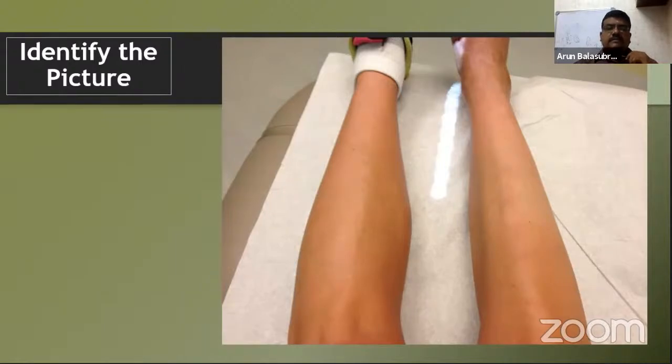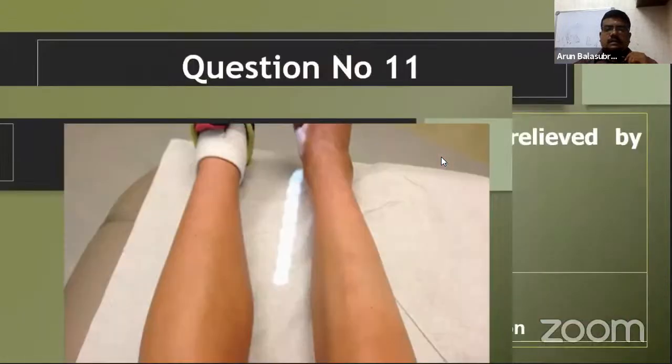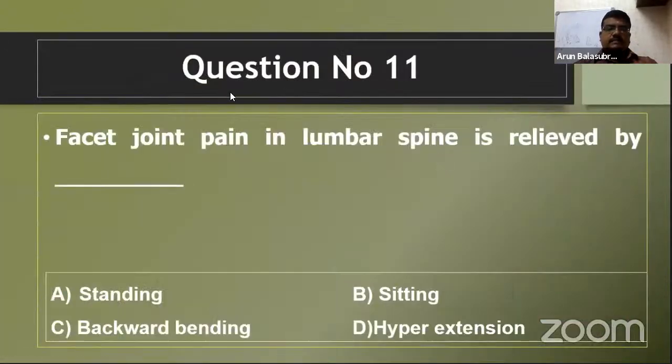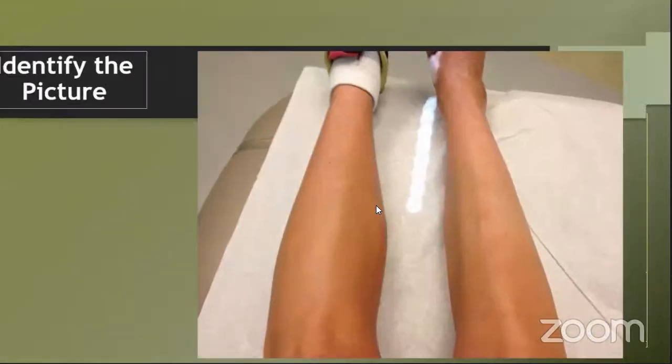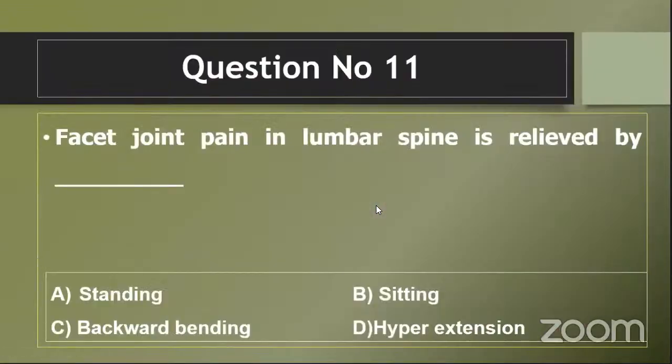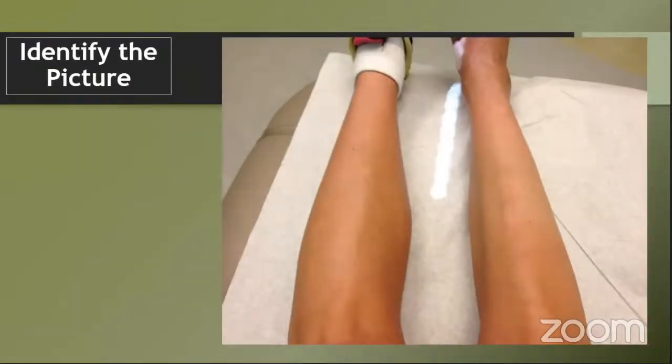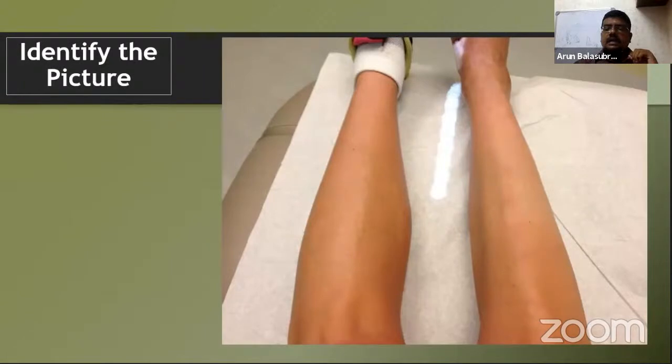Calf muscle wasting. So you can see the calf muscles are wasted here. Especially you can see it in a patient with poliomyelitis, a lot of muscle wasting. When you observe it, you are able to see it, right? So there is calf muscle wasting.